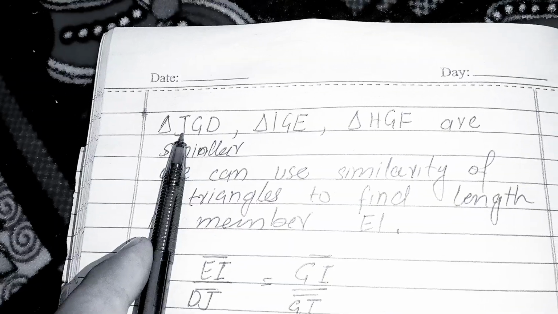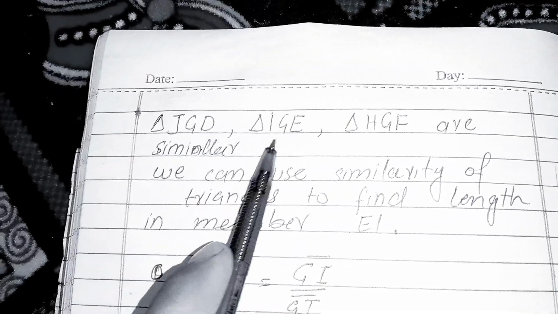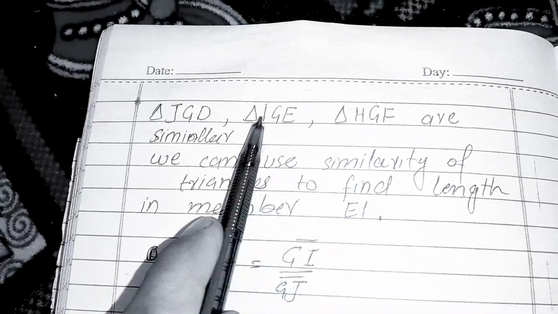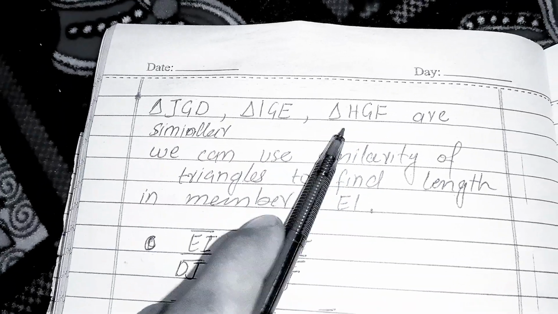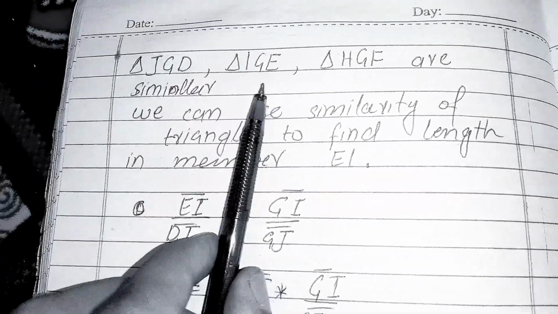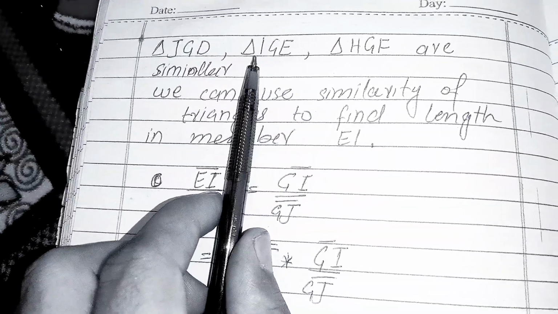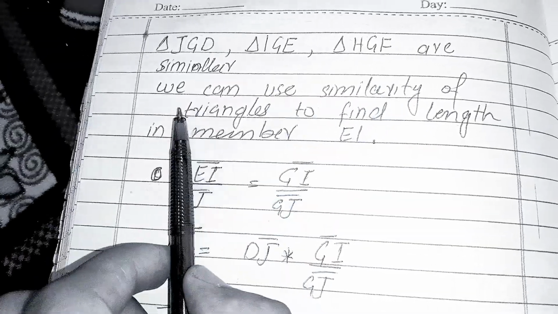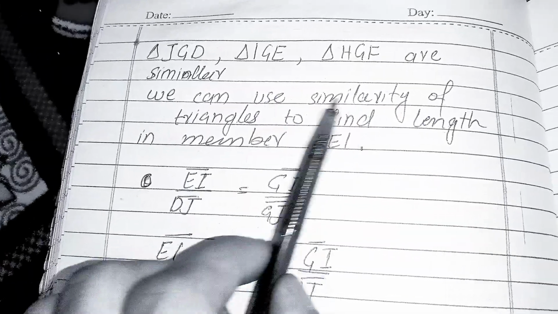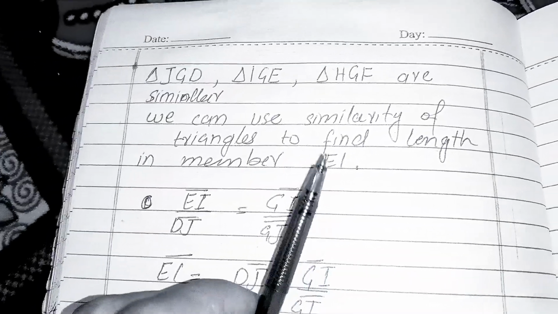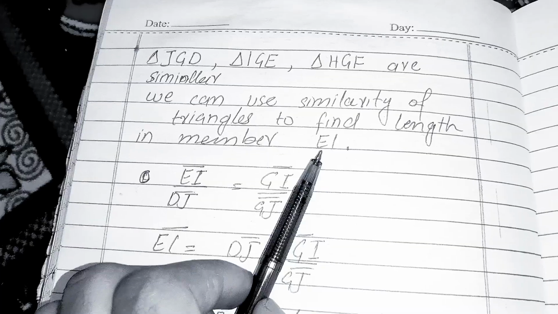Now from triangles JGD, IGE and HGF, these all triangles are similar in their angles but not in their size. That's why we can use the similarity of triangles to find the length of member EI. We need to find the length of member EI.